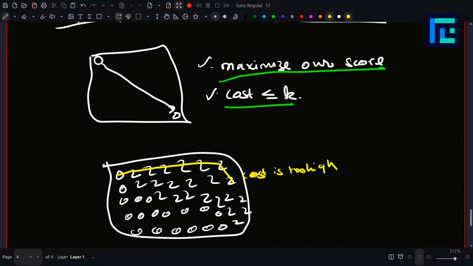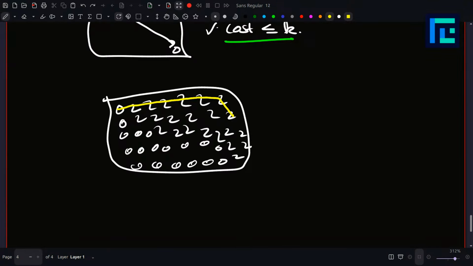So that's why we cannot do it greedily. We need to do some kind of dynamic programming, because if we just try to maximize our score, we might not stick to the constraint that the cost is less than or equal to k, right? So basically we need to find some path such that the cost is less than or equal to k also, and this is why we are using dynamic programming to solve this problem. Otherwise it's simply score maximization, which it is not. We need to keep track of this, and this is the unique part of the problem.